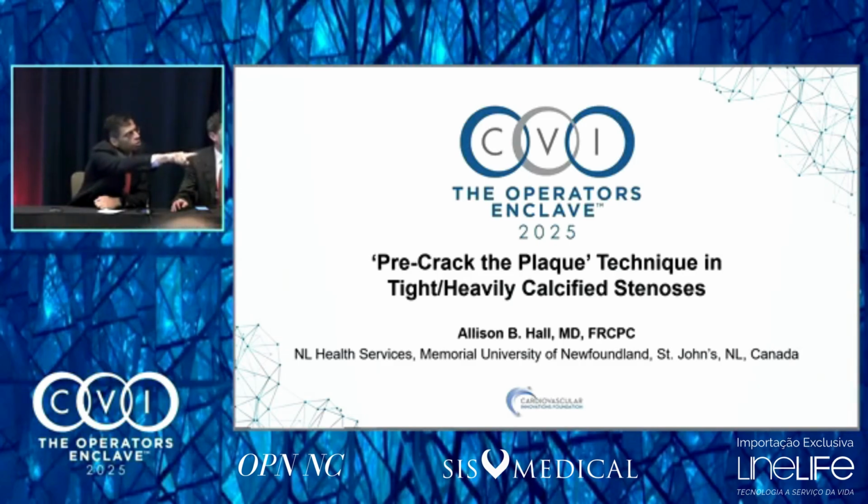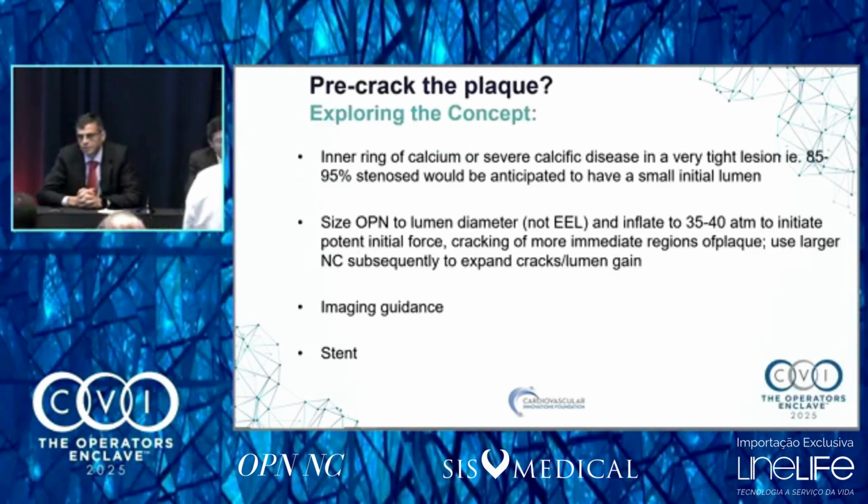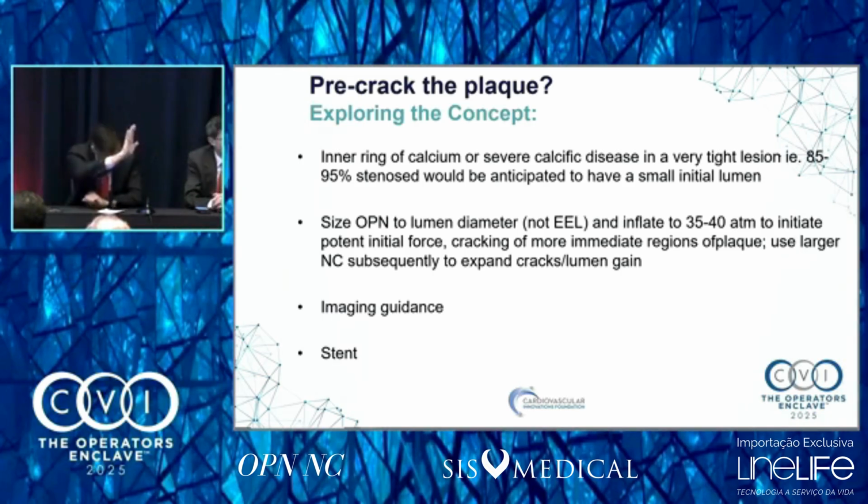Okay, good afternoon, everyone, and thank you very much for including me in this session. So, pre-crack the plaques. Just initially exploring the concept, what do I mean by that? Let's suppose, for example, you have a very tight coronary lesion with an inner ring of calcium or severe calcific disease in that very tight lesion. It's expected to have a pretty small initial lumen as you first approach the lesion.